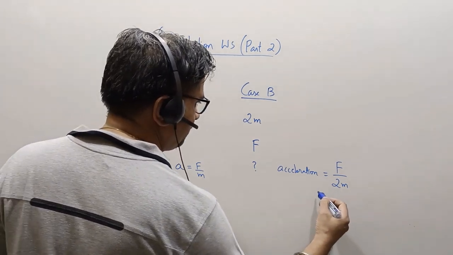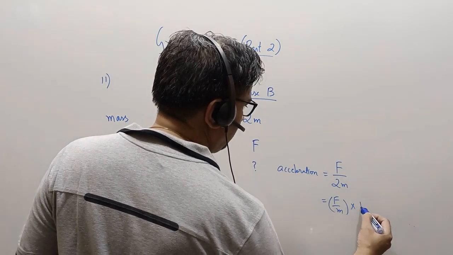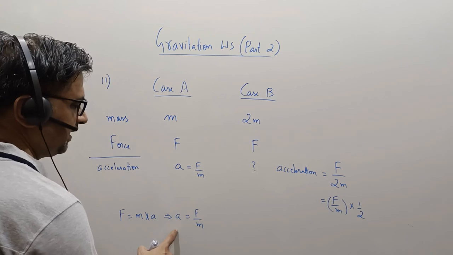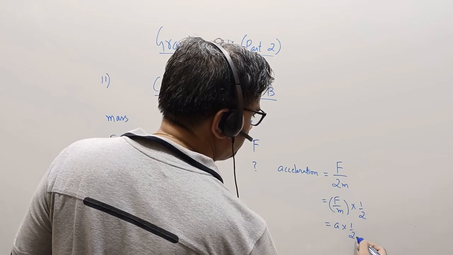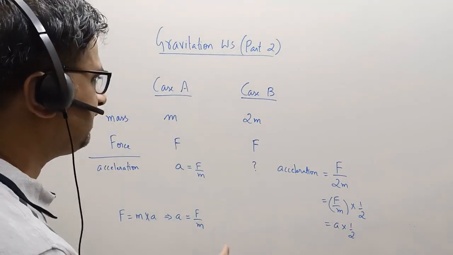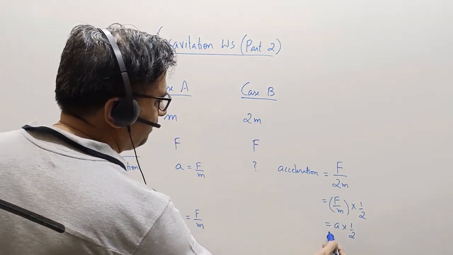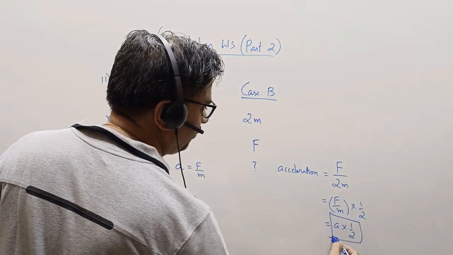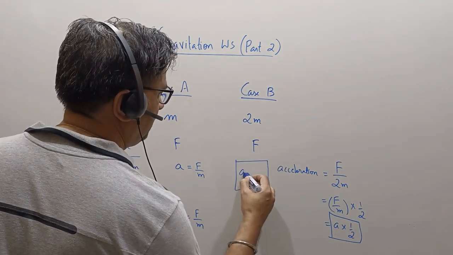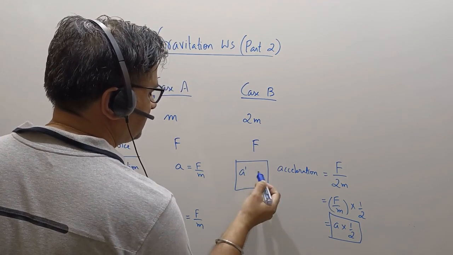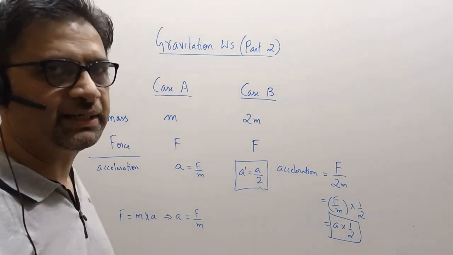How much does this come to? This comes to F by m into 1 by 2. And we see that F by m is a. So this is equal to a into 1 by 2, which means the acceleration has halved. So if the mass of a body is doubled, the acceleration becomes half of the original. So this is the answer. A dash, let's say the new acceleration, is equal to a by 2. That's it.